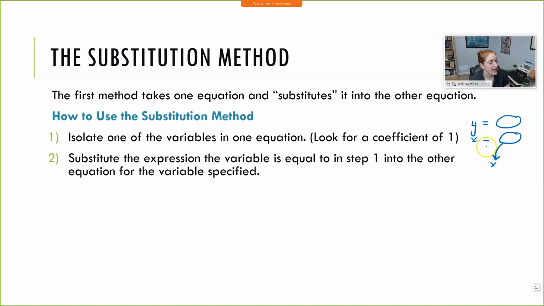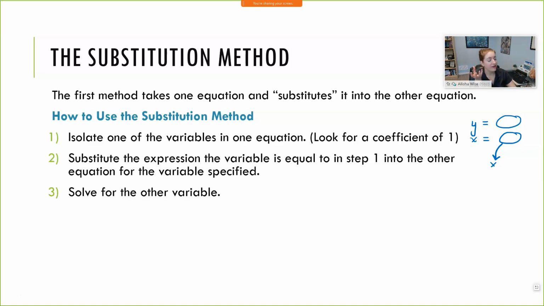So if it's set equal to x, I'm going to substitute it in for x. If it's set equal to y, I'm going to substitute it in for y. Then we're going to go back to our solving techniques. Remember week 1 when I said solving equations is going to be the backbone of everything? We're doing it again. So we're going to solve for the variable.